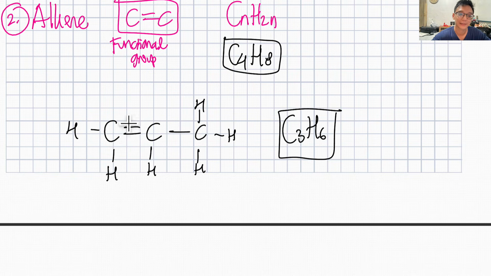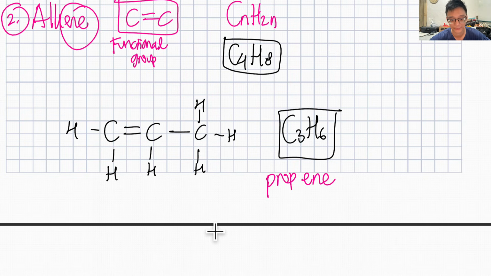How would we name it? Same rule: there are 3 carbons. The prefix for 3 carbons is prop. And this is alkene, so it's called propene.